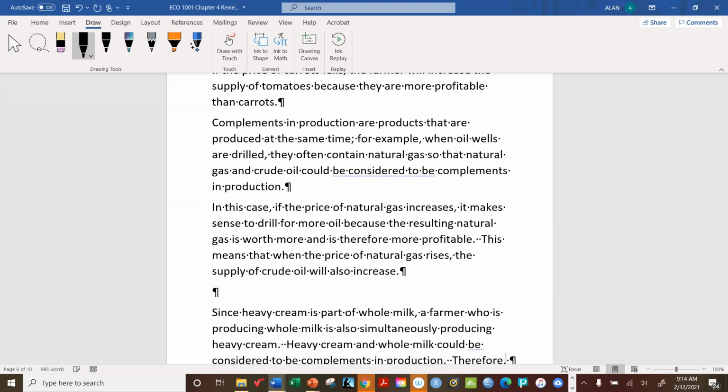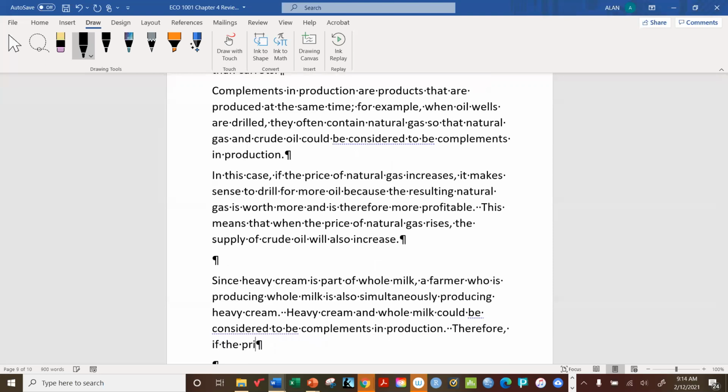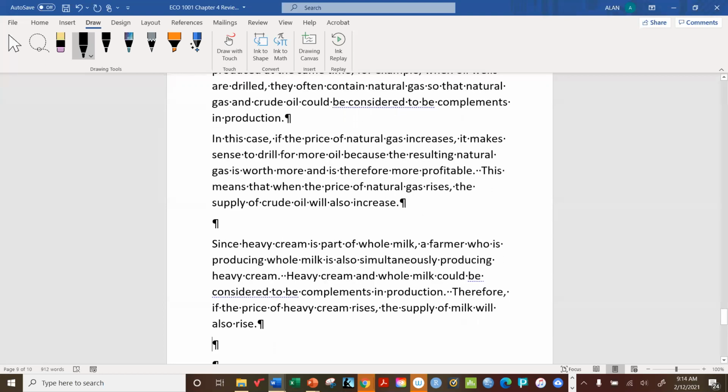Therefore, if the price of heavy cream rises, the supply of milk will also rise, because the farmers want to capture that market too. They see that people are willing to pay more for the heavy cream, so they're happy to supply more milk because the heavy cream is part of that. Okay, so that's that one.